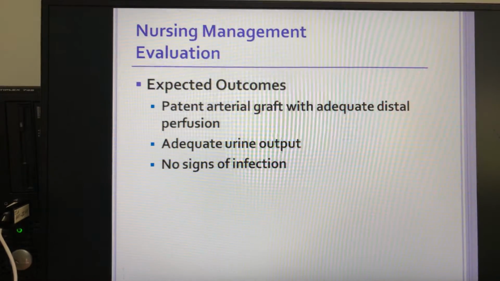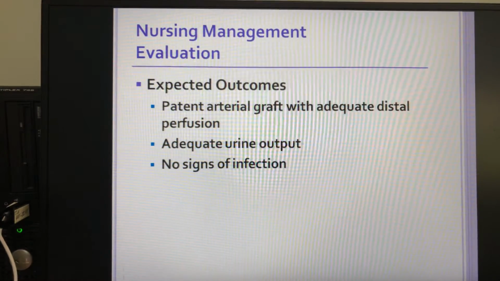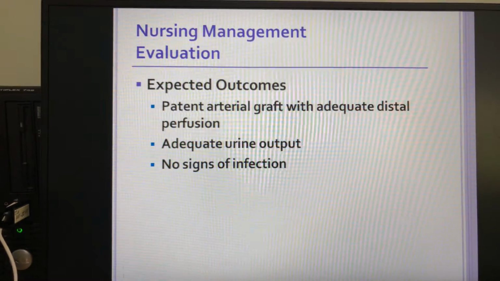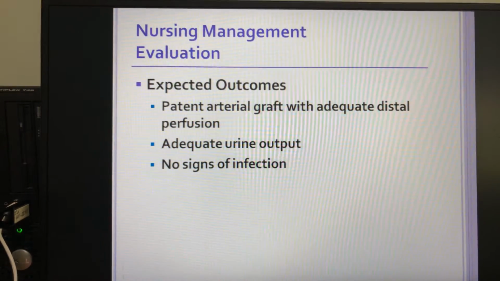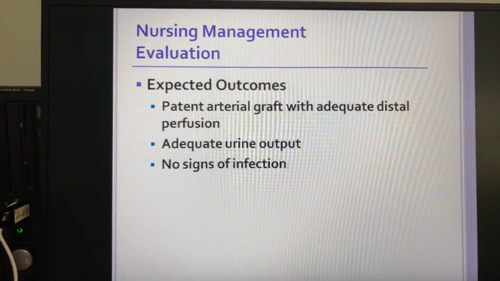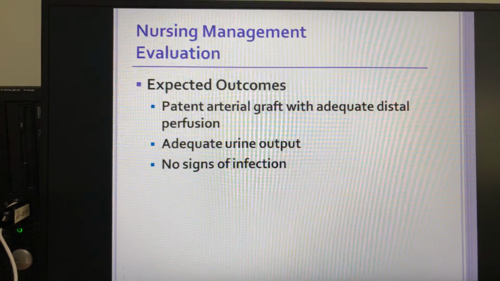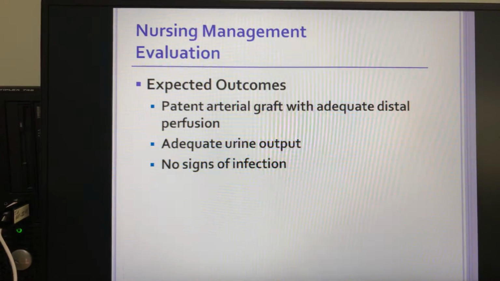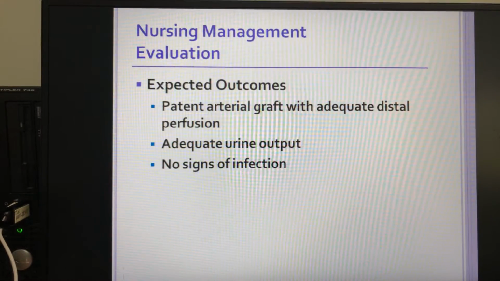Expected outcome, we're in the evaluation phase of the nursing process. Our expected outcome would be patent arterial graft with adequate distal perfusion, adequate urine output, and no signs of infection. So in order for this to be your expected outcome, you should have had these included in your plan, as well as interventions that are directed back to making sure that all this happens.